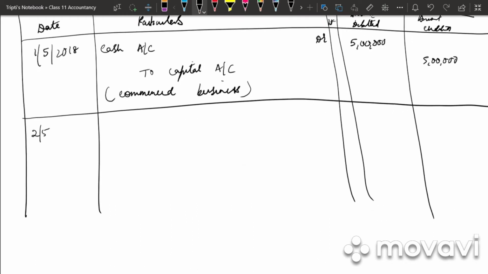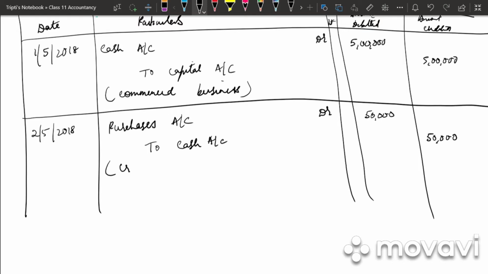Next is on 2nd May 2018. Goods purchased from Mohan for cash. So it is purchases account. Goods अंदर आ रहे हैं. So we never write goods account. It is always purchases account to cash account. Why cash account and not Mohan? Because we assume it is cash purchases and not credit purchases.